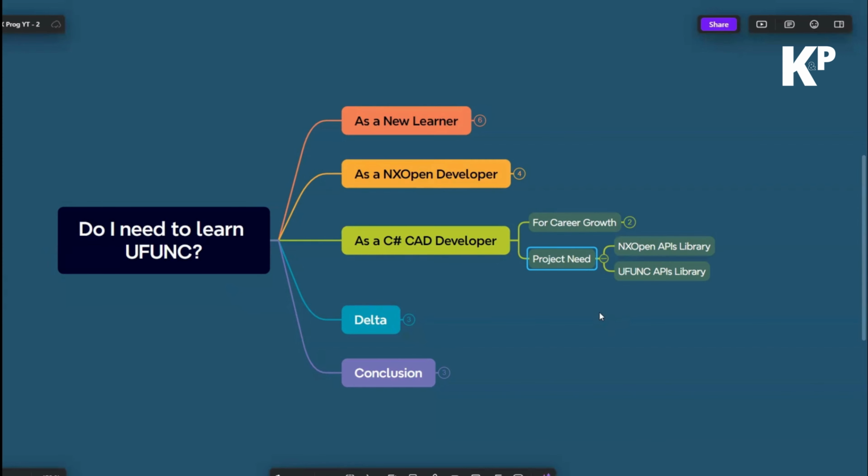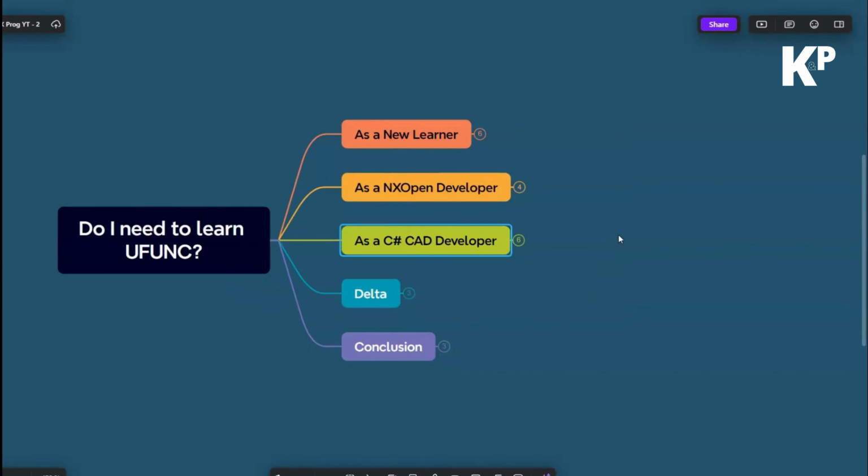But again, you cannot go and learn UFUNC without some basic knowledge of NXOpen. If you want to focus more on UFUNC, definitely you can, but you shall not skip gaining the basic knowledge of NXOpen at all. You cannot skip it.